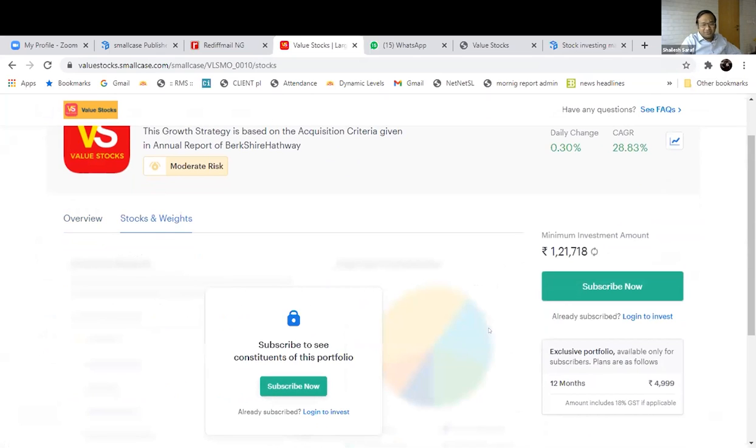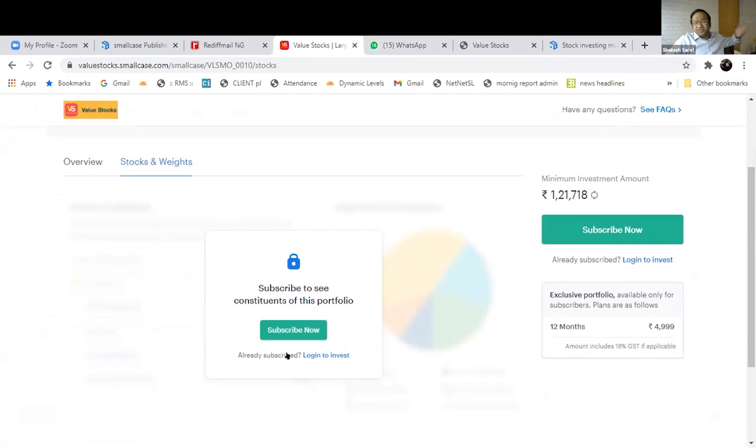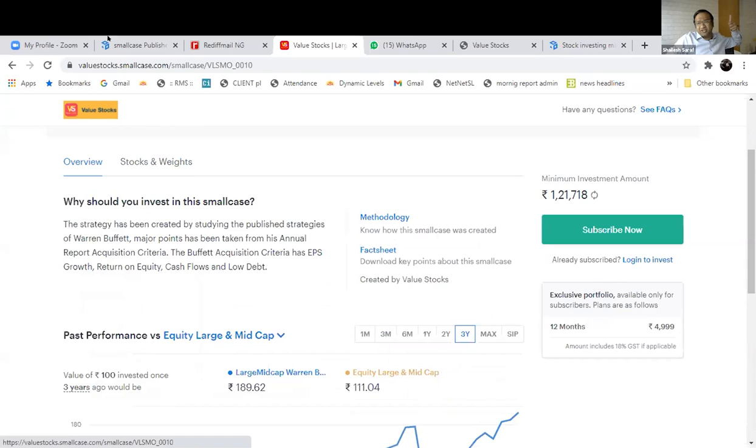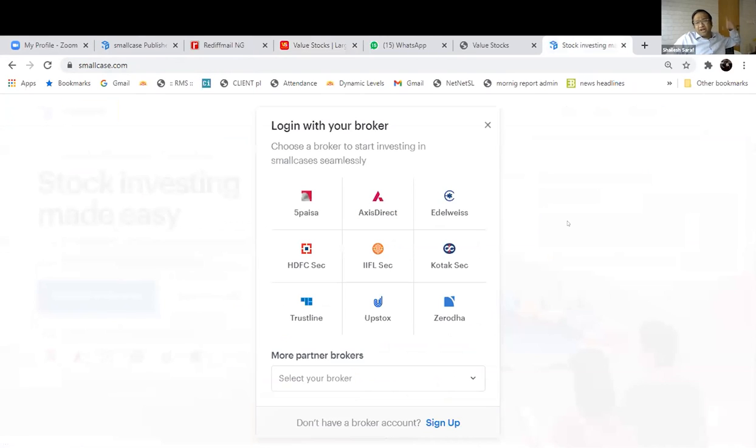If you have an account with any of these 9 brokers, and we are adding 3-4 more, then in the next 3-4 months, 4-5 new brokers will come. ICICI Securities, Motilal, everybody will come. So you don't have to open a trading account. You buy my strategy and trade through the broker.